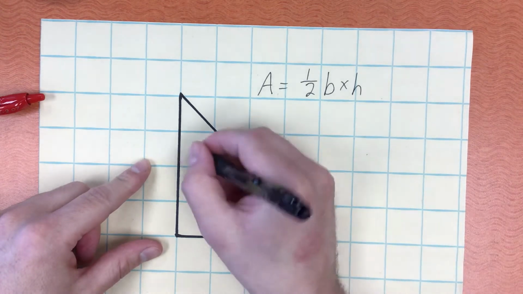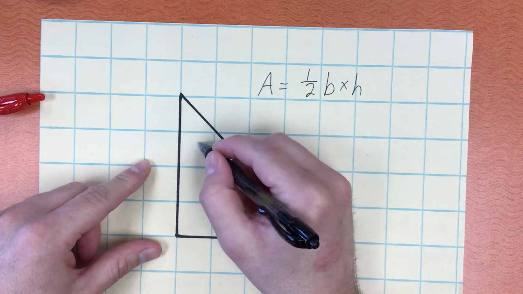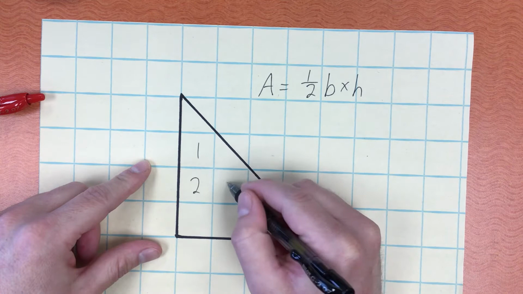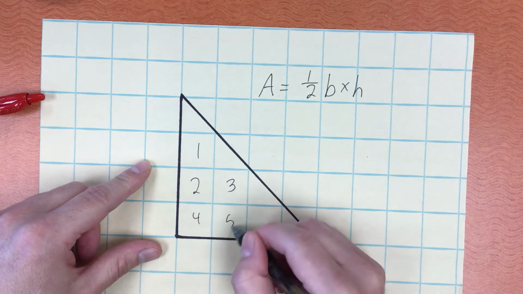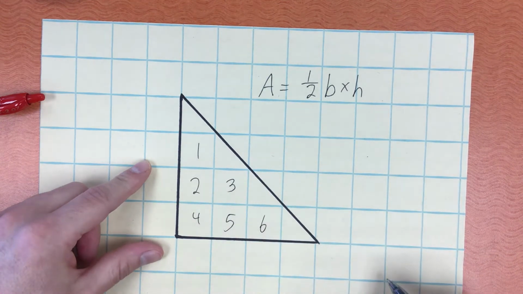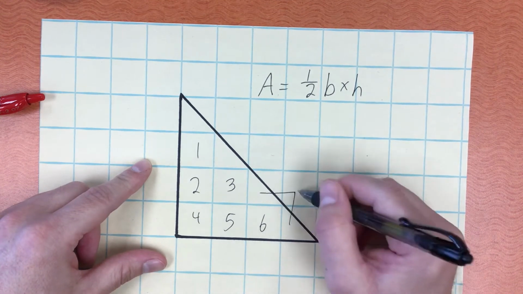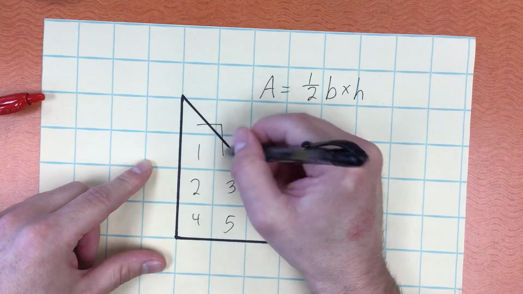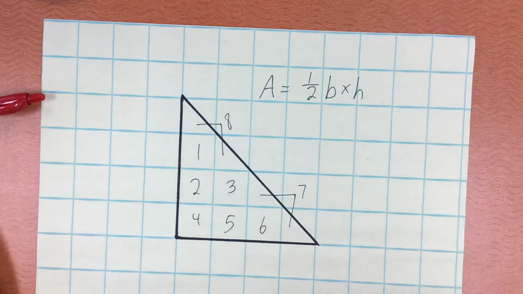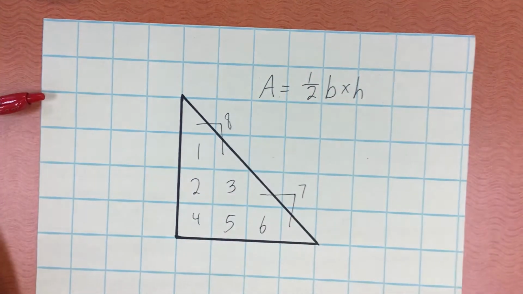We could go through and say, okay, I'm going to count the squares. My area, 2 squares, 3 squares, 4, 5, 6, and then, well, this one is like half a square and this one's half a square, so I'm going to add those up to 7, and I'm going to add those up to 8. Okay, so we know that this equals 8 altogether.